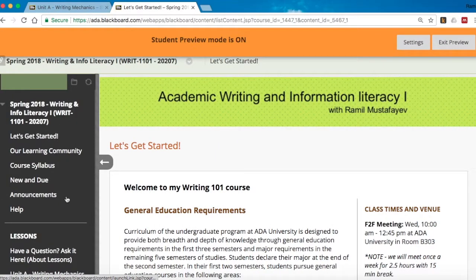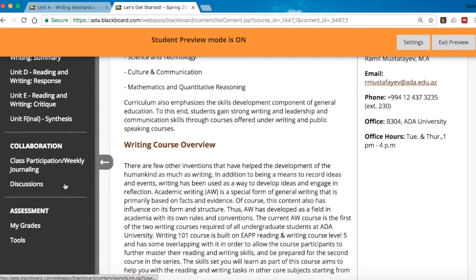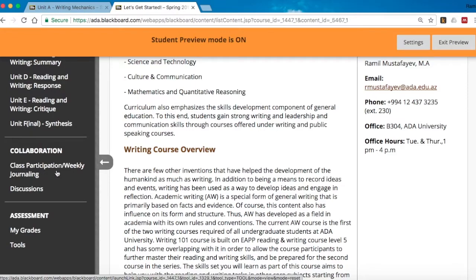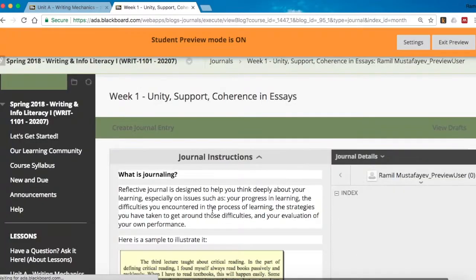and here you will see that under collaboration, or it might be under assessment, there is class participation, weekly journaling. So if you click on this, you will be taken to week 1 reflections or week 2 reflections. Now we are going to finish the week 1 journal entry, therefore we will click on the first one.